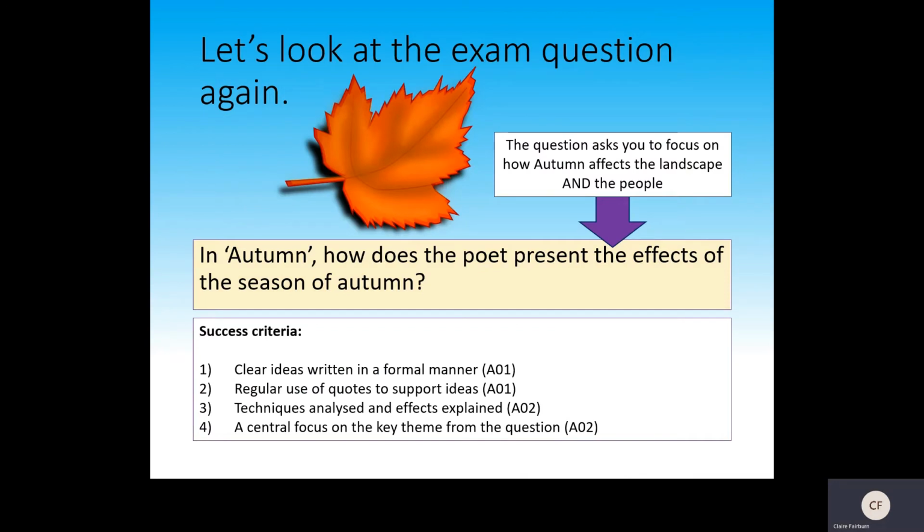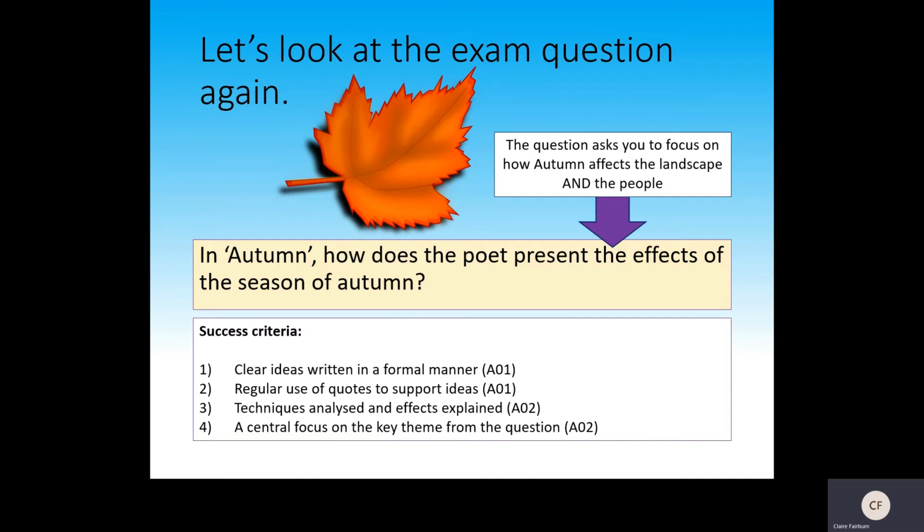Let's have a look at the exam question again. In Autumn, how does the poet present the effects of the season of autumn? The question asks you to focus on how autumn affects the landscape, so it changes the landscape and the people. If we have a look at the success criteria, number one, you need to write using clear ideas in a formal manner. And number two, you need to use quotes regularly to support your ideas. So they all hit assessment objective criteria 1.